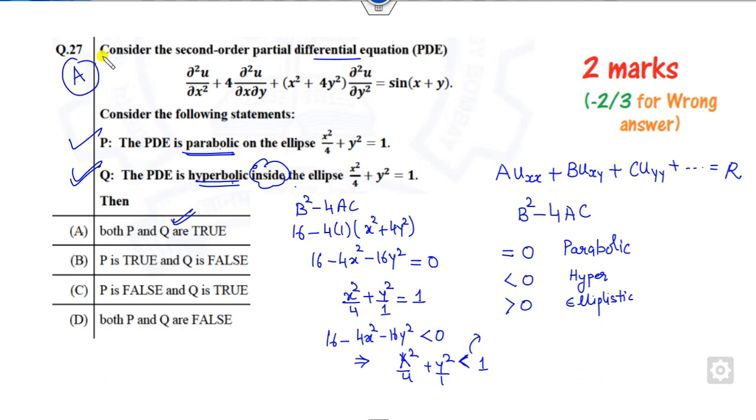So you can see that what you have to do is simply remember this classification. We will call this the classification of the partial differential equation. Within 1 minute, you can remember this, and you will get 2 marks in a very simple manner.